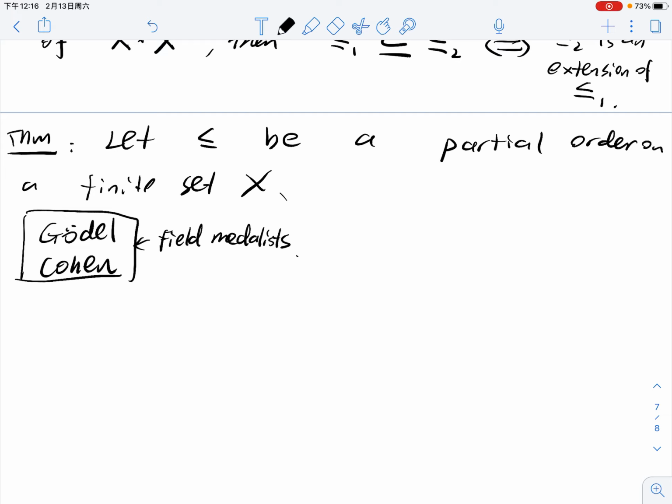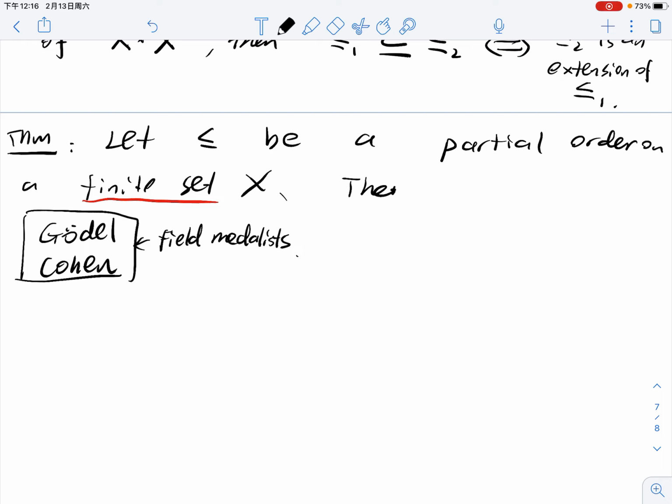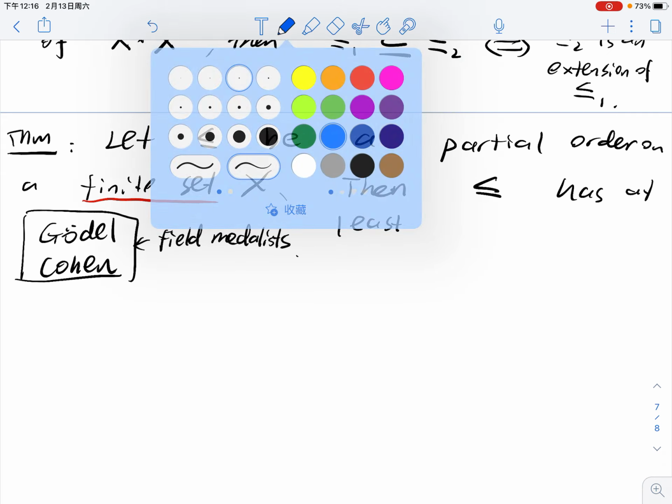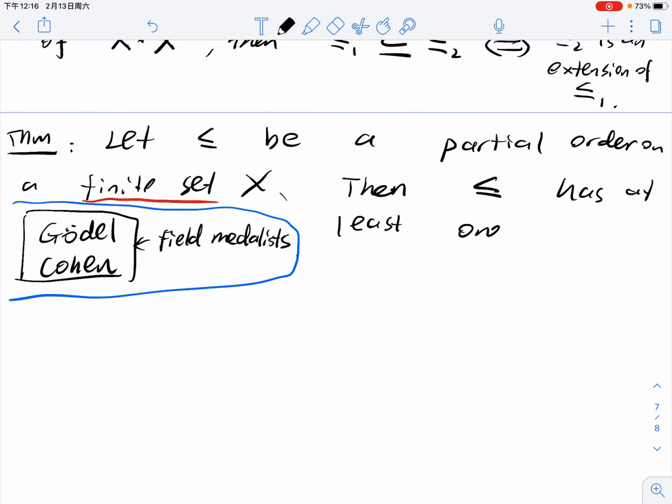Okay, let's turn back to the theorem. Here we assume X is a finite set, and then the partial order has at least one linear extension. Actually, linear extension is just a fancy way to say that it can be extended to a total order.